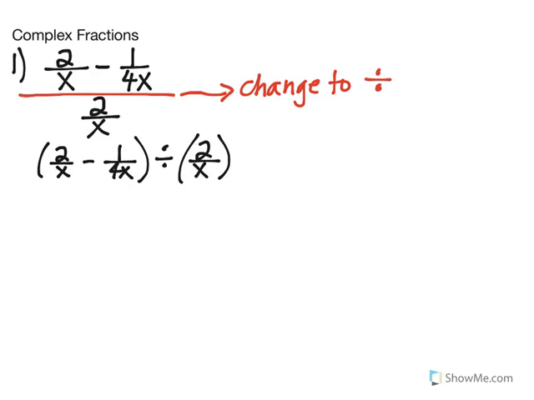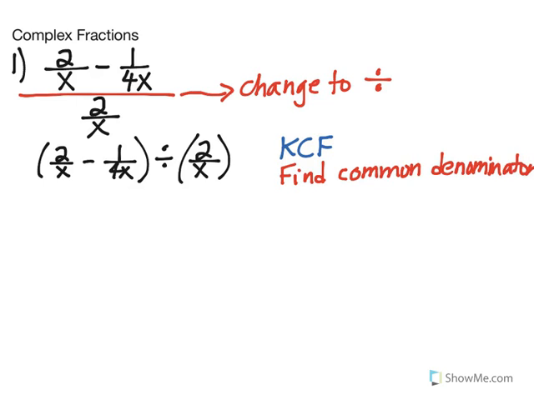Now I'm going to do two things at once in the next step just to save some space. We're going to do the keep, change, flip. And we're also going to find a common denominator in the numerator. Now, in the next problem, we're going to have to find the common denominator first. Because there will also be a common denominator in the numerator, but here we can do them in one shot, so just to save some space, we will do that.